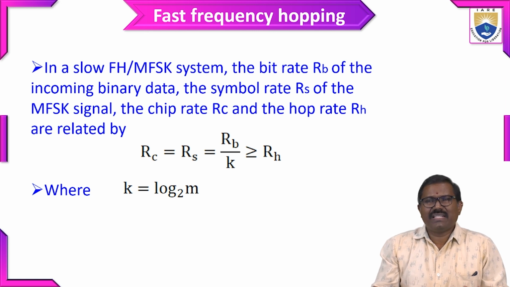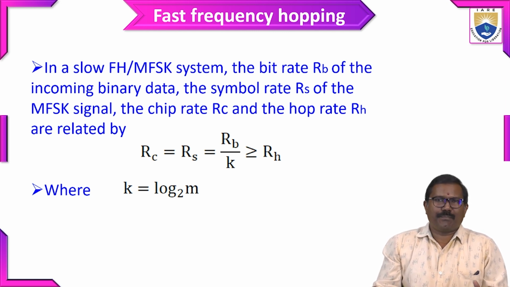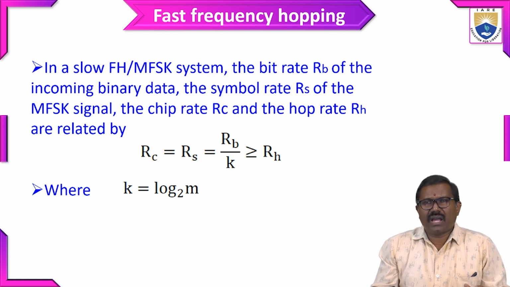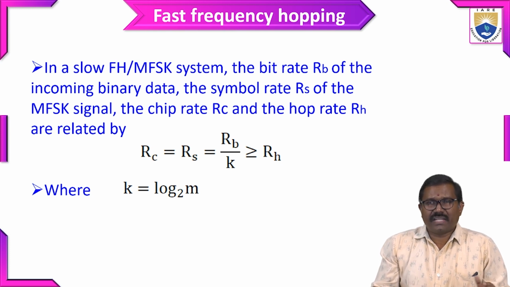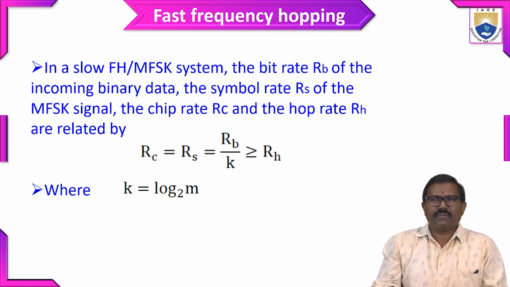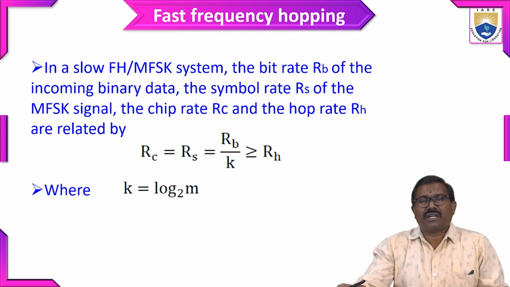So what is K? K is nothing but log to the base 2 of M, and that is greater than or equal to RH, the hop rate. So the bit rate or the symbol rate and the chip rate must be larger than or equal to the hop rate. Okay. So this is a condition for this frequency hopping. Okay.